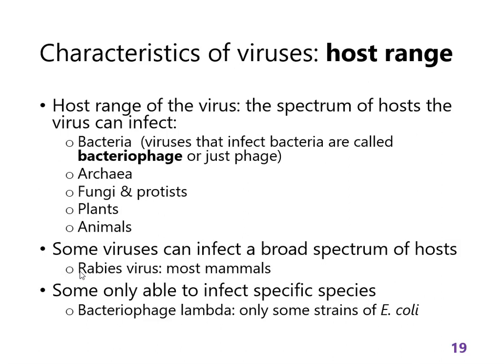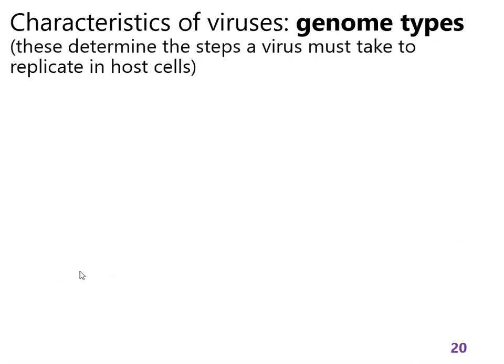Like the bacteriophage lambda, one of the best studied bacteriophages, which only infects certain strains of Escherichia coli. So that's certain strains of one species of bacteria. Everywhere in between, there are viruses with different host ranges. Another characteristic that we'll always use to describe a virus is its genome type.